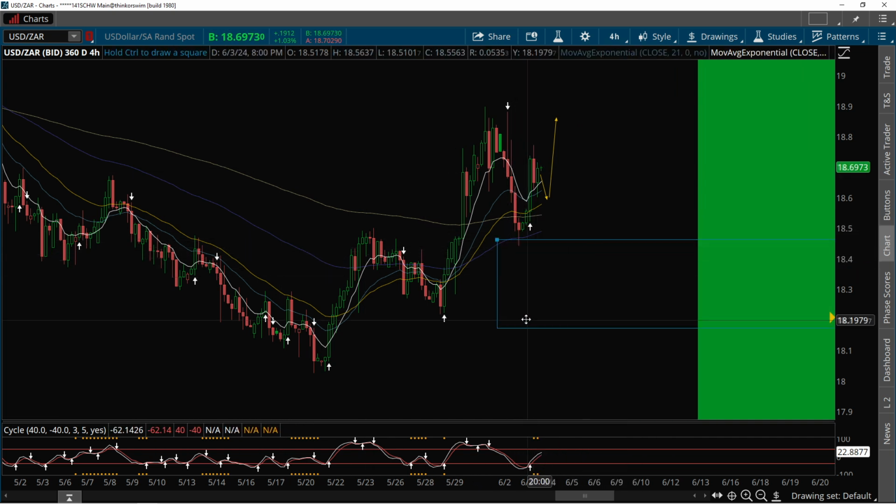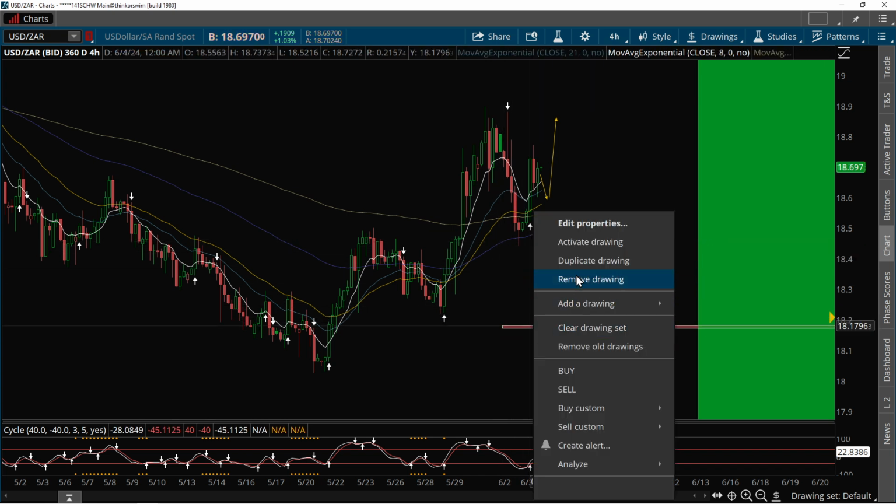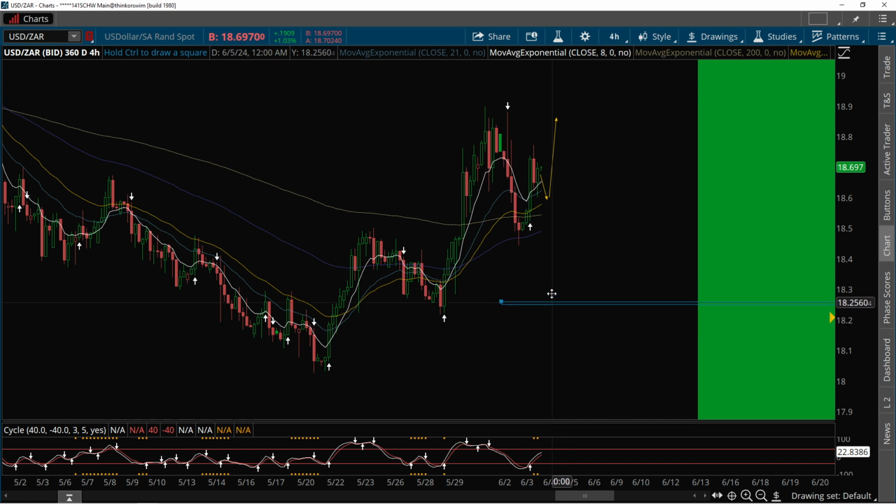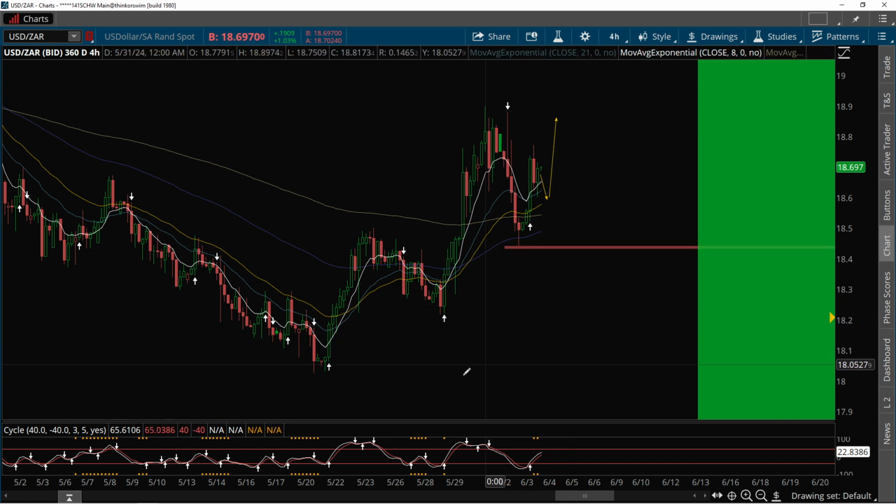And if you're in this trade, go ahead and take your risk off the table. You don't want to see it close below there. And that's pretty much all I got.